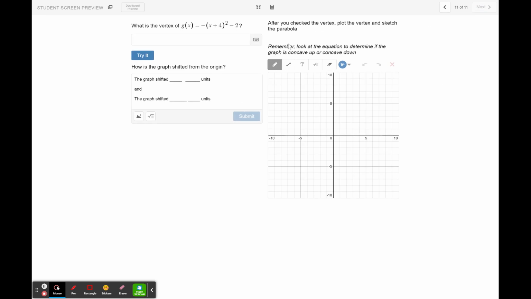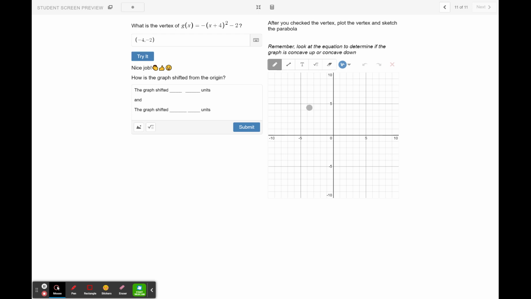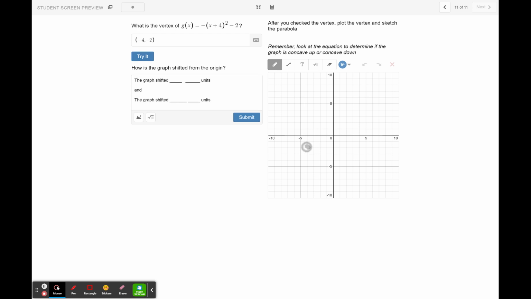And then lastly, here's a problem. We have that negative sign on the outside of the parenthesis. The only thing that it does is reflect. It's going to be a graph that is upside down. So to find the vertex, it's the opposite of what you see inside the parenthesis. It's exactly what you see outside the parenthesis. So I'm going to draw that, negative 4, negative 2. But that negative 1 on the outside for my A value is going to reflect my graph downward. That is the only thing that is going to change here. So it shifted left 4 units and shifted down 2 units.